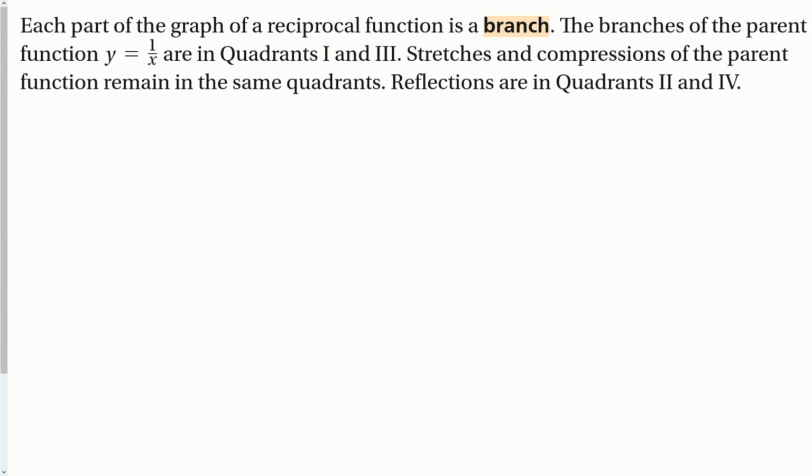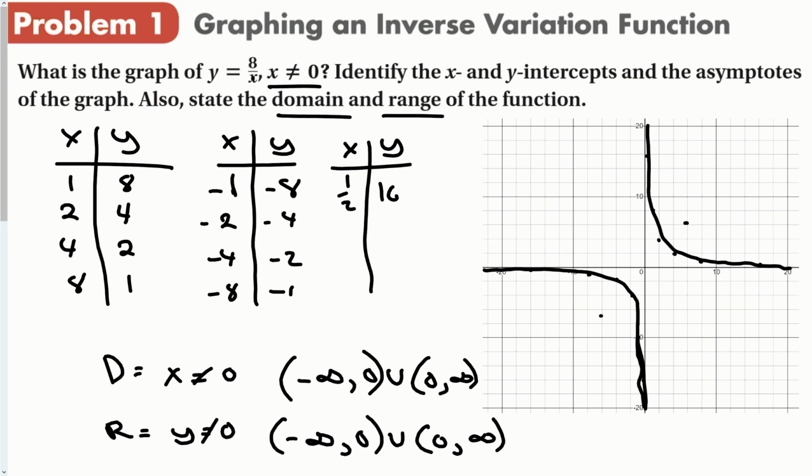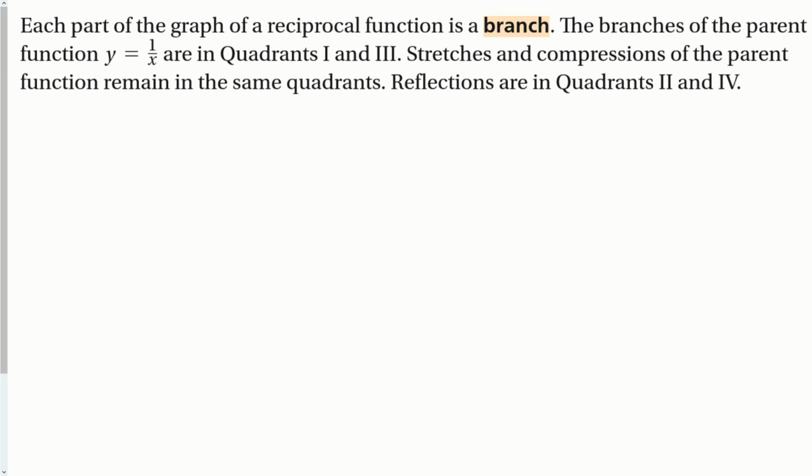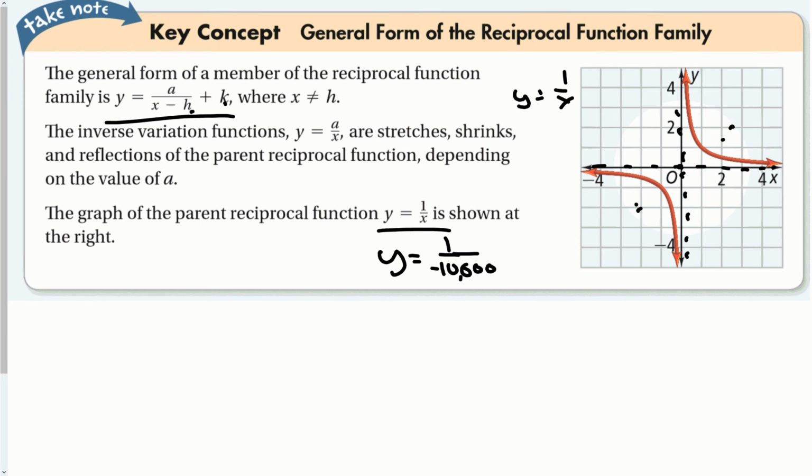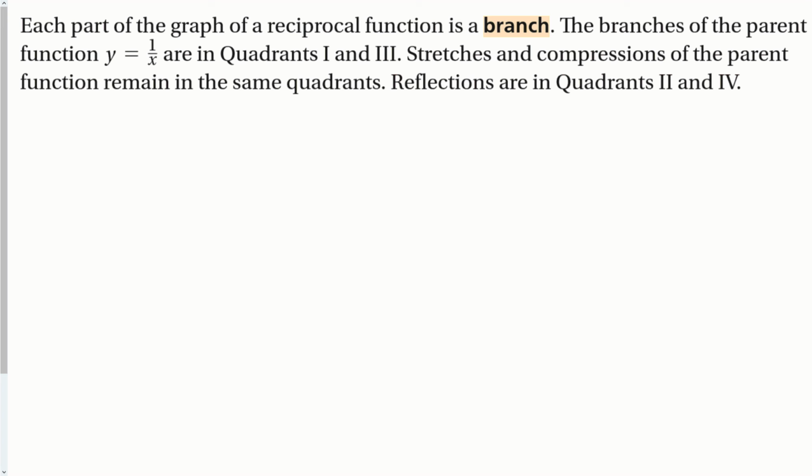Okay, so each of these two pieces of the function is called a branch. Branches of the parent function 1 over x are in quadrant 1 and 3. Okay, we got quadrant 1, that's quadrant 2, this is quadrant 3, and this is quadrant 4. So you can see that my branches are in quadrant 1 and 3, even with the parent function right here. Stretches and compressions remain in the same quadrants, just like the last problem. Reflections turn it into quadrant 2 and 4.